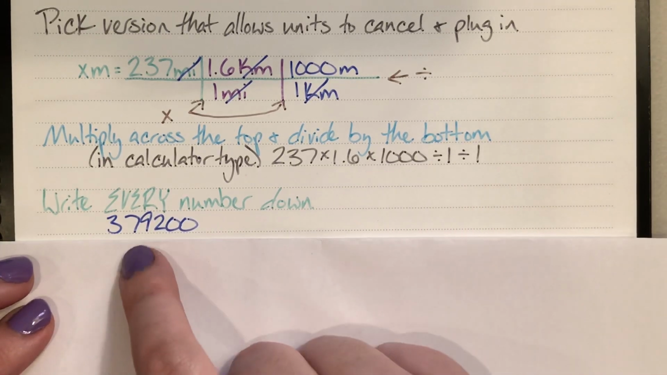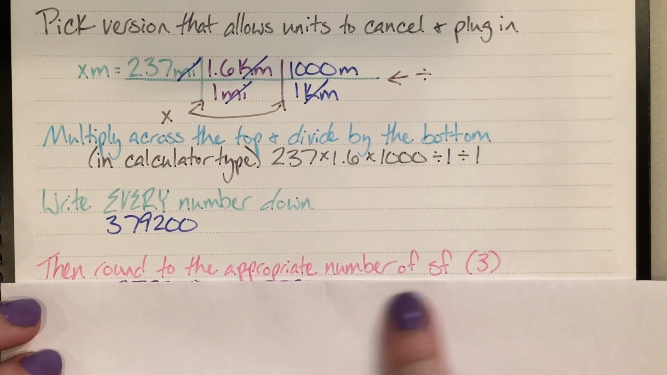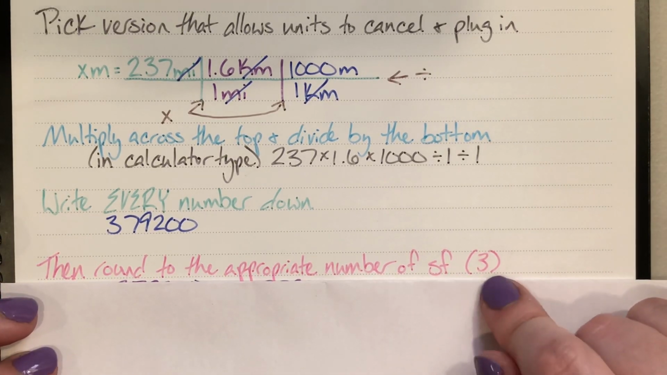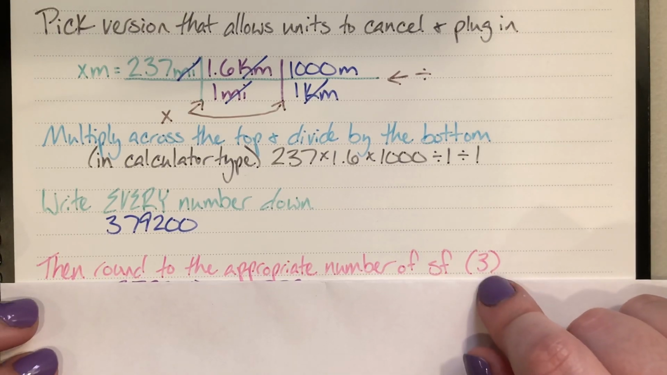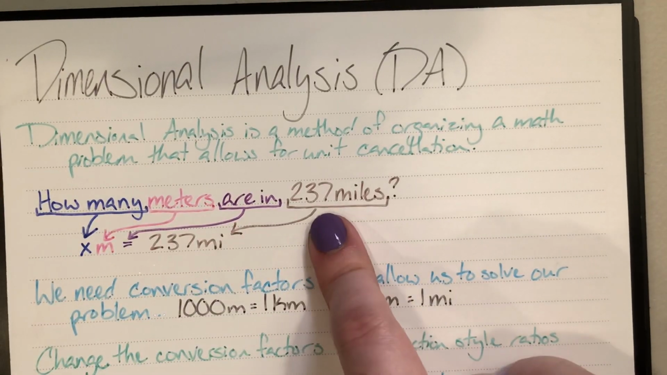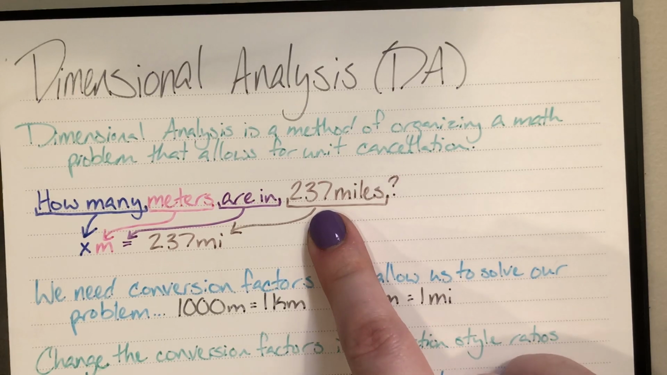However, this is not the appropriate number of sig figs. I need to round to my appropriate number of sig figs. Where do I find the sig figs? How do I know how many sig figs I need to look for? You need to go back to your original problem. In your original problem, you will have a number given. That number given is the only place that you can pull sig figs from.